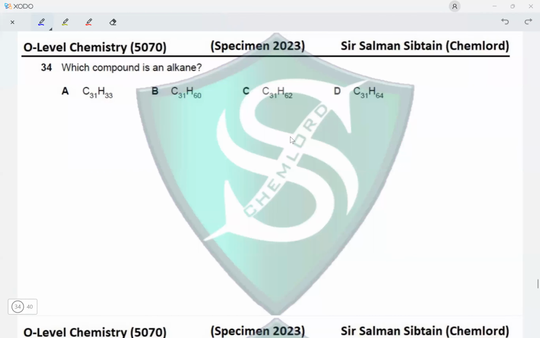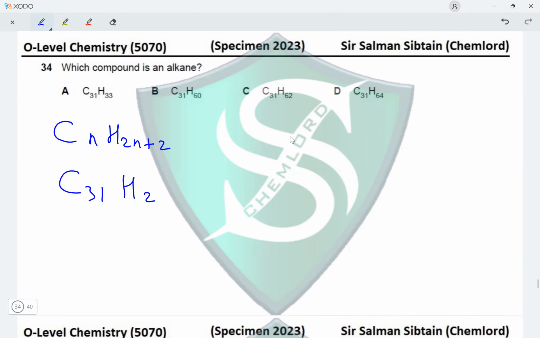Question 34. Which compound is an alkane? And all of the options contain C31. So we need to recall that the general formula of an alkane is CnH2n+2. Since all of these options have 31 carbon atoms present, this would become C31.